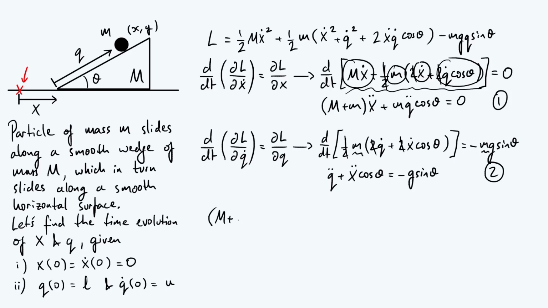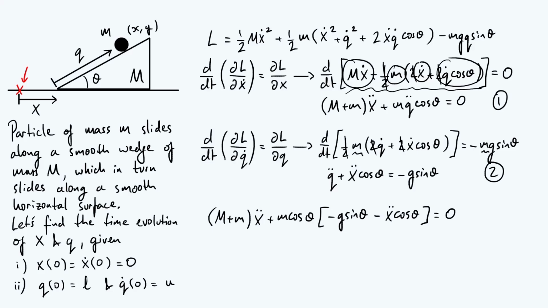You've still got your M plus m x double dot as the beginning term. Then we're going to replace this q double dot with stuff from the second equation, right? So we're going to have m cos theta multiplied by q double dot, but according to the second equation, q double dot is the same as minus g sine theta minus x double dot cos theta, and all of that is supposed to be 0. So what you can do is just rearrange this to make x double dot the subject.